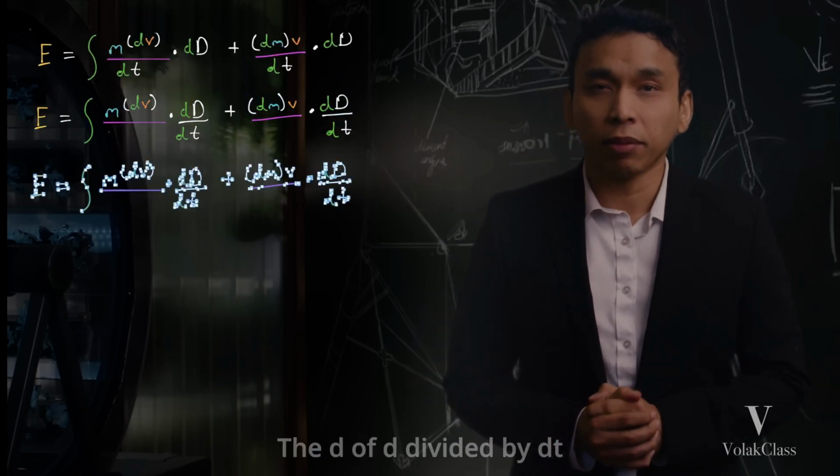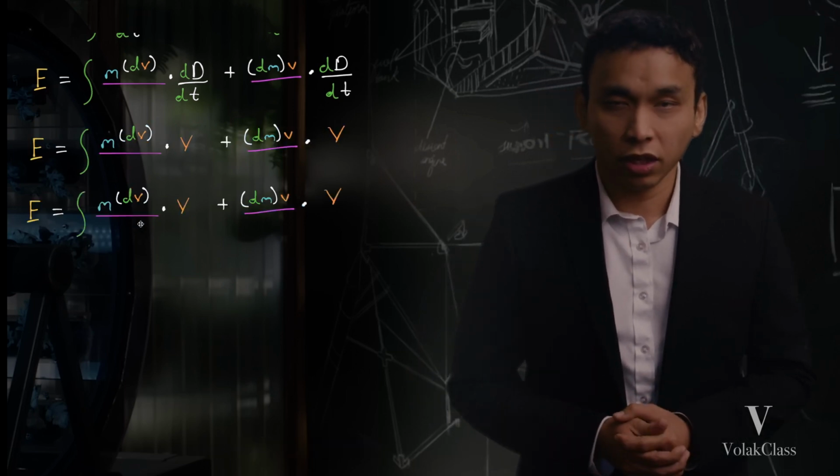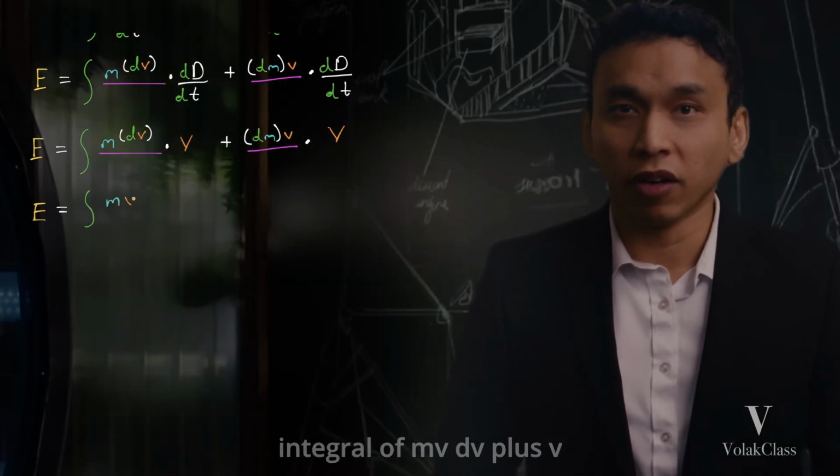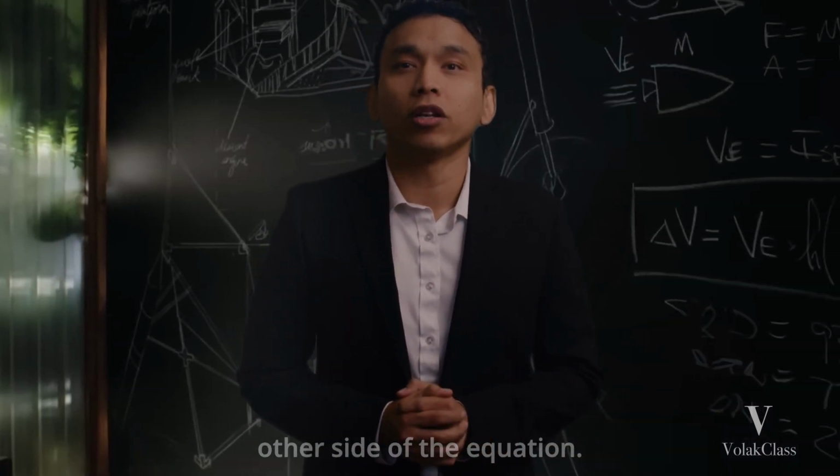The dD divided by dt is just the v, velocity. We will rearrange and distribute the v. We finally have energy equal to the integral of mv dv plus v squared dm. Let's now leave the left side of the equation and begin work on the other side of the equation.